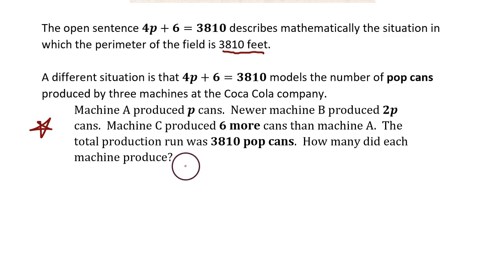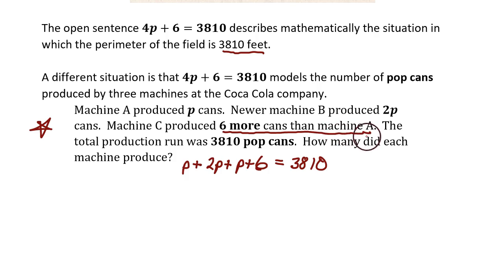This paragraph tells us that the number produced by machine A plus the number produced by machine B plus the number produced by machine C totals to 3,810 pop cans. Notice how different algebraic expressions represent numbers of pop cans. The variable p was how many cans machine A could produce. The 2p was the cans from machine B, and p plus 6 is machine C, the 6 more than machine A.